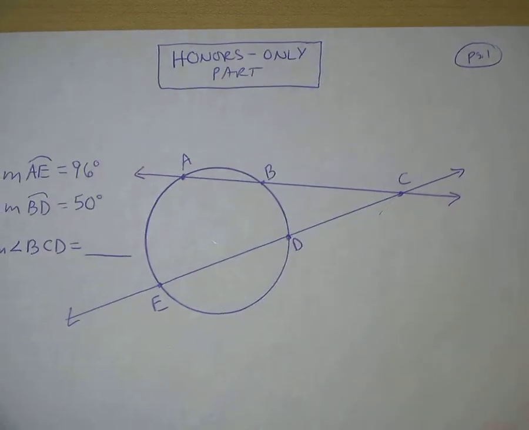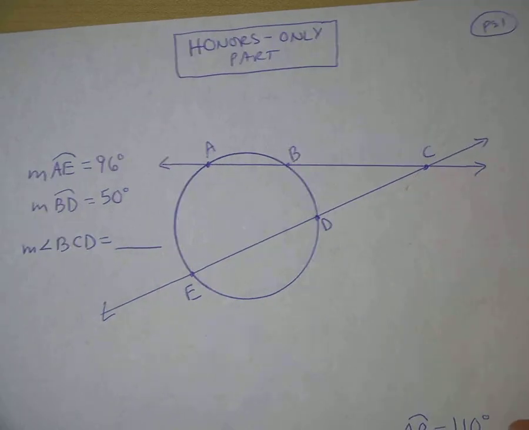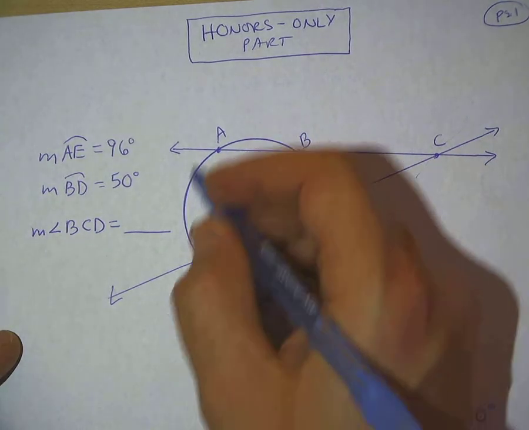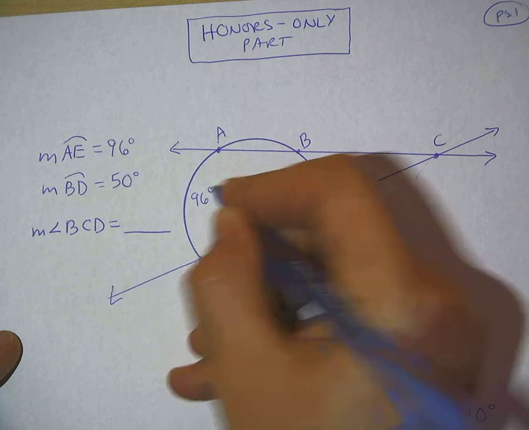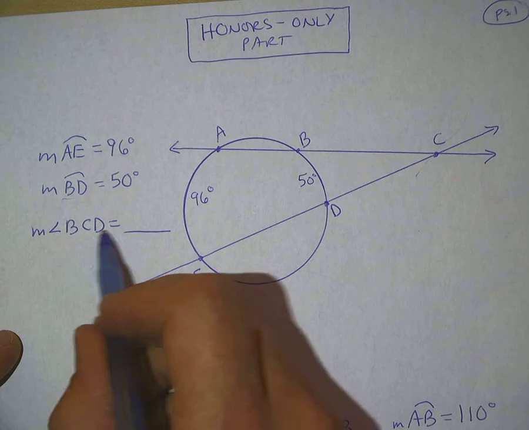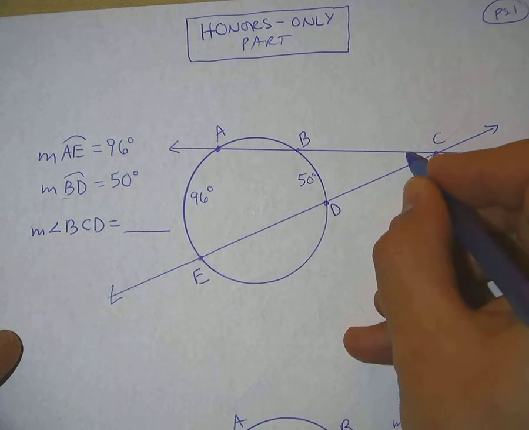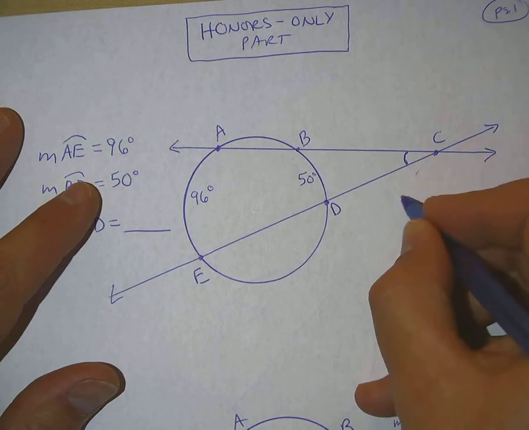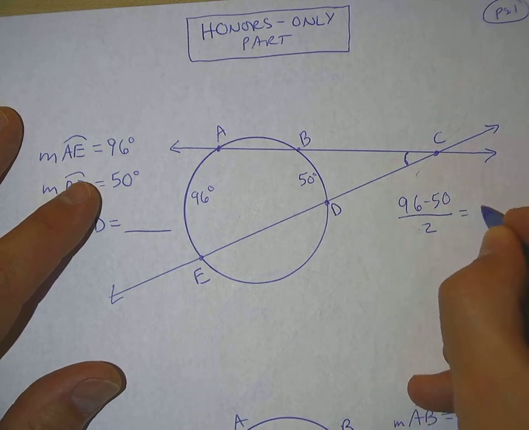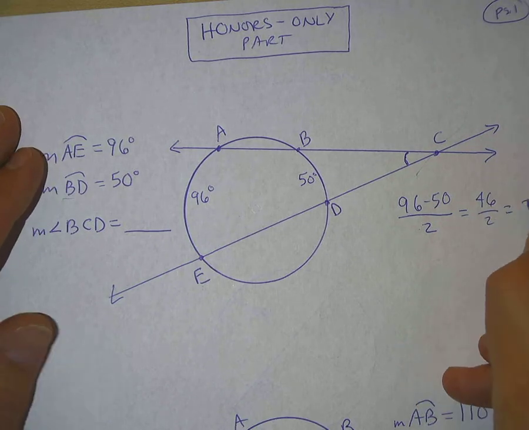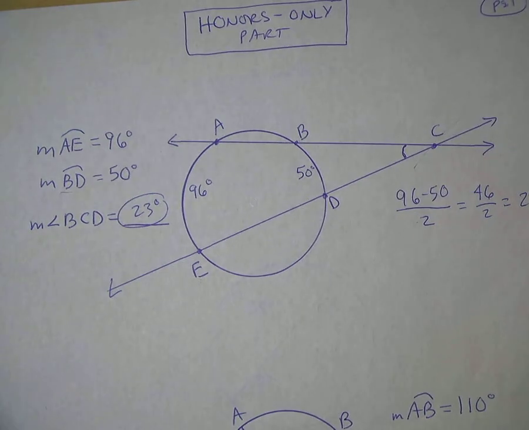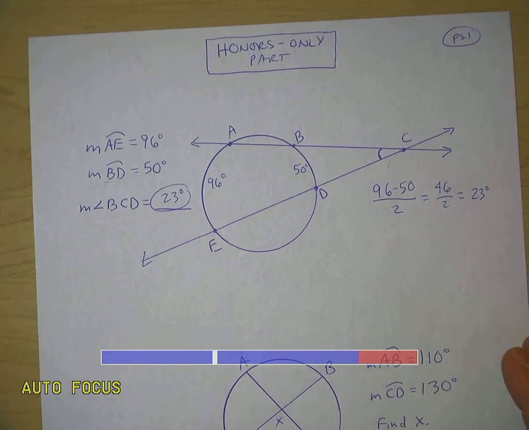All right, so for honors right now, we have this figure right here. We know arc AE is 96 degrees. Arc BD is 50 degrees, and we want to find angle BCD, this angle right here. So in order to do that, I take 96 minus 50 and divide it by 2. This is going to be 46 divided by 2, which is 23 degrees. That's your answer. Oops, sorry. I'll zoom out a little bit so you can see that better.